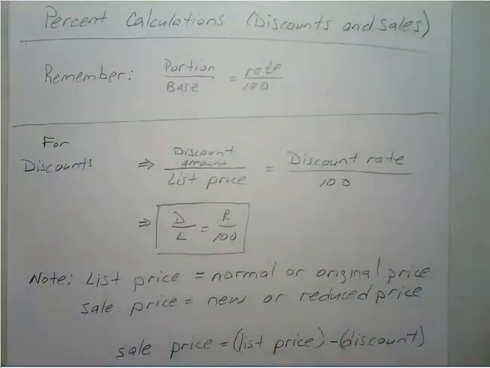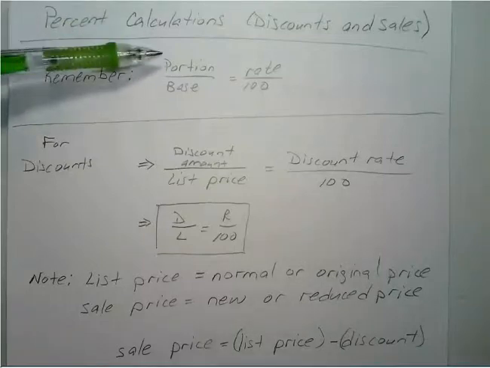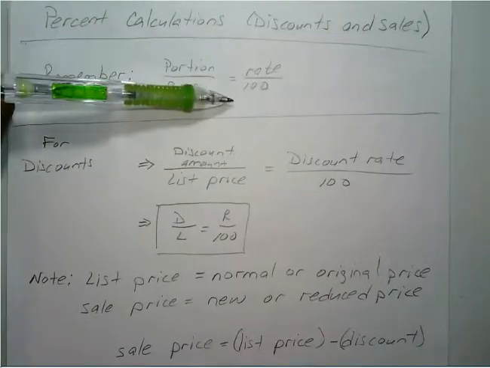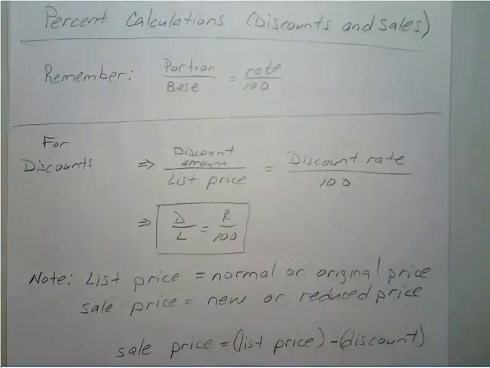Hello everyone. In this video we will be looking at how to use the proportion method for solving percentage problems to solve for discounts, sales, and annual interest problems. If you remember, you have the portion over the base equals the rate divided by 100. That's if we're doing just a basic percentage problem.